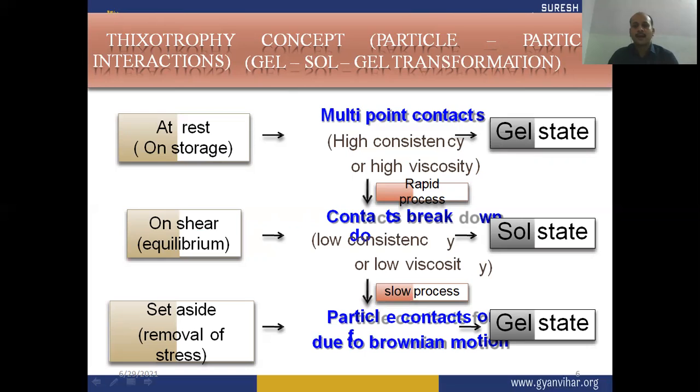And after that, when the gel converts into the sol, the sol again converts into the gel, but the conversion of sol to gel is the slow recovery process, where on removal of stress, particle contacts form due to Brownian motion, and then it converts into the gel state. So the thixotropic concept or behavior can be easily understood with the help of gel-sol-gel transformation.